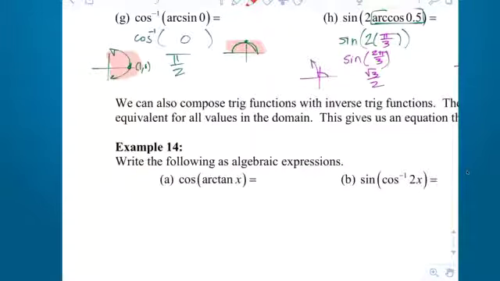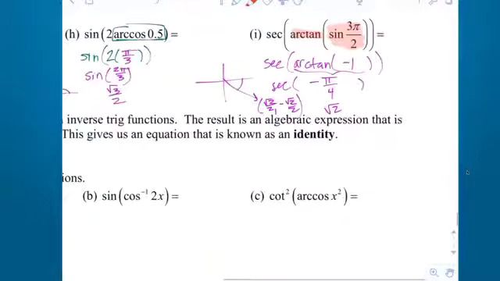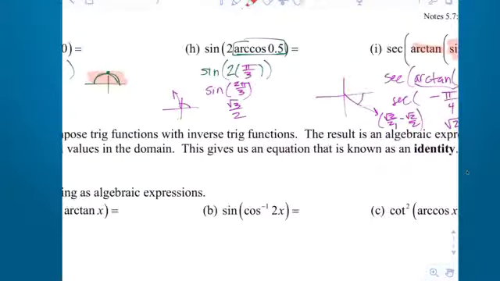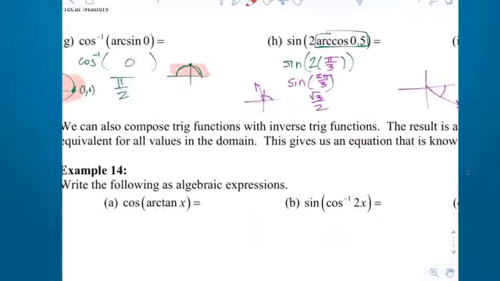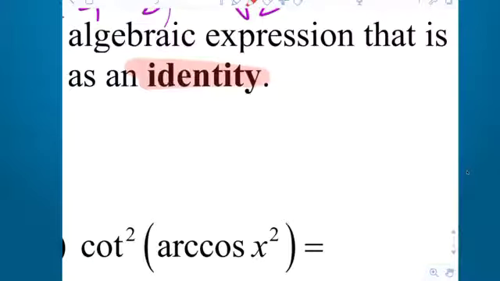Okay, we can also compose trig functions with inverse trig functions that are variable functions. Okay, the result is an algebraic expression that's equivalent for all values in the domain. This gives us what is known as an identity, and we're going to be studying trigonometric identities in the next chapter, okay, which leads into trig proofs. So what comes to mind when you hear the word identity?